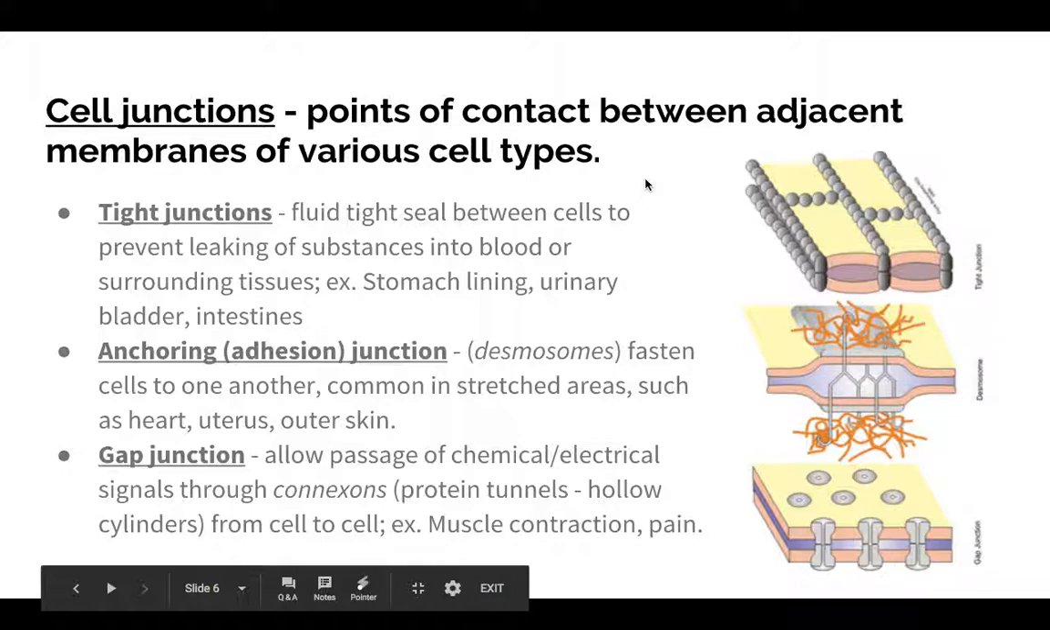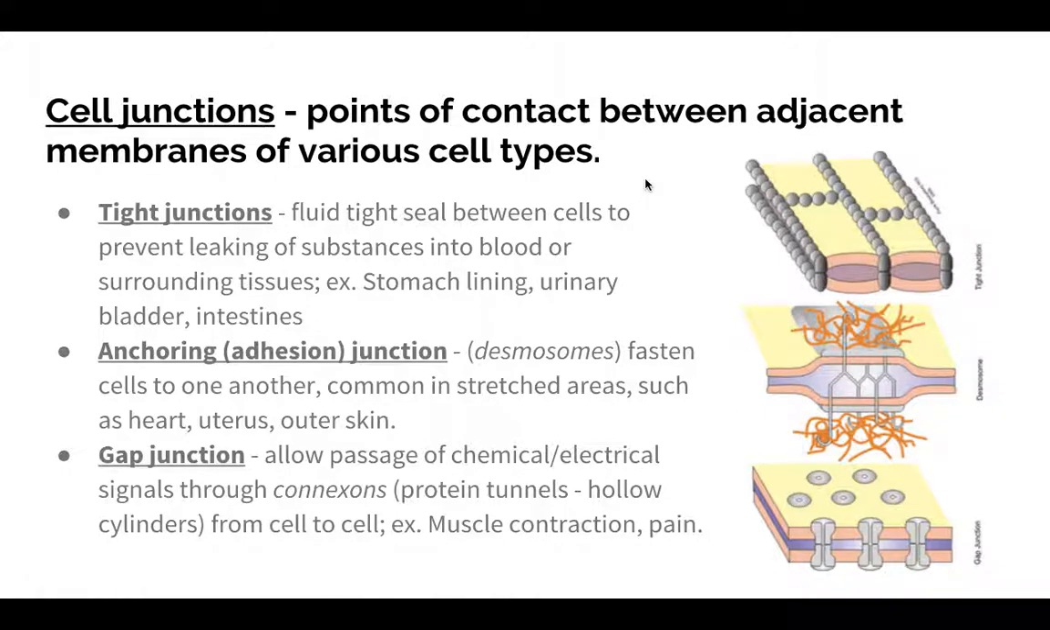Our cells are held together with what we call cell junctions, all right? And cell junctions are the points of contact between adjacent membranes of various cell types. So if you have one type of tissue touching another type of tissue, it's held together with a cell junction. And there are 3 types of cell junctions that we have in our bodies. The first one is a tight junction.